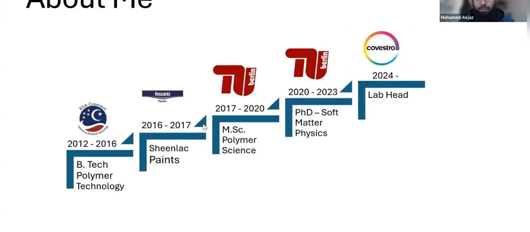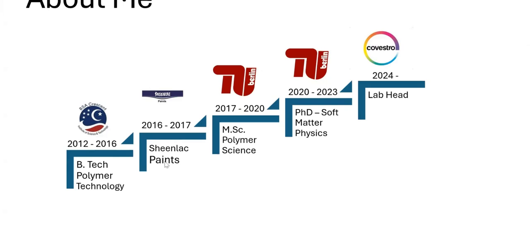So a little bit about me. I think Daulat ma'am introduced very clearly what I did, but I'm just going to show you in a slide. I started studying BTech polymer technology. It was known as polymer tech by then. And I completed in 2016, and moved to working in an industry at Shalimar Paints.